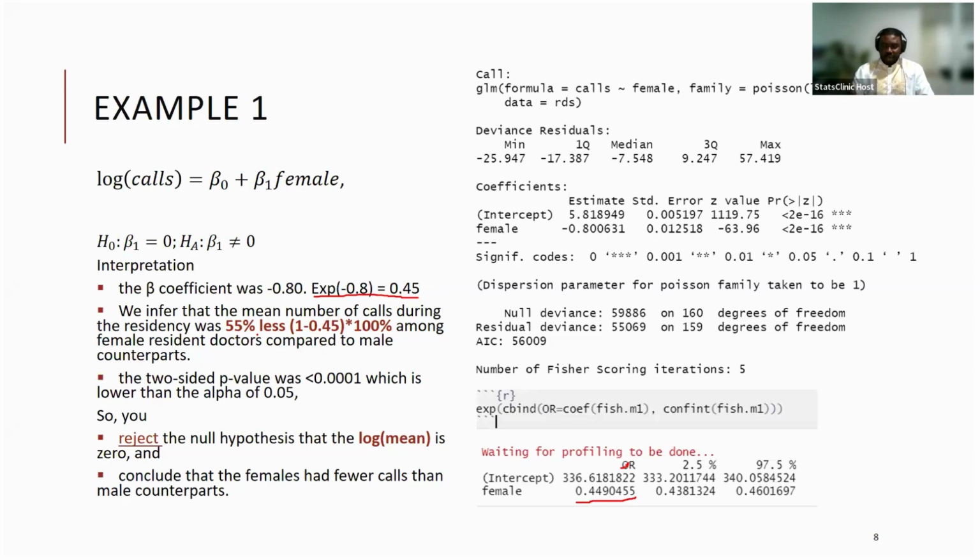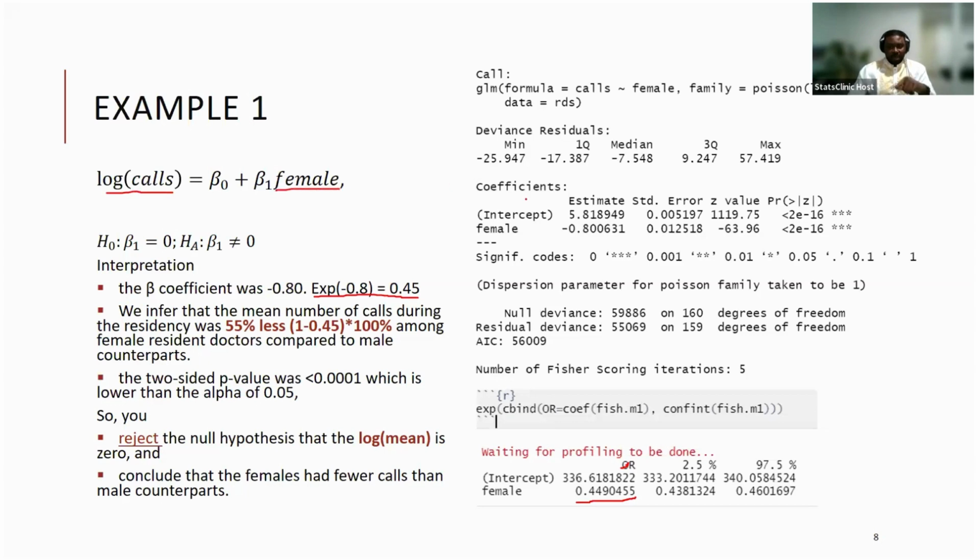We've seen this before, right? But let me take it again one more time. This is the Poisson regression, and it's a regression of the log of the mean, the log of the number of calls. So we want to see whether it varies by gender.